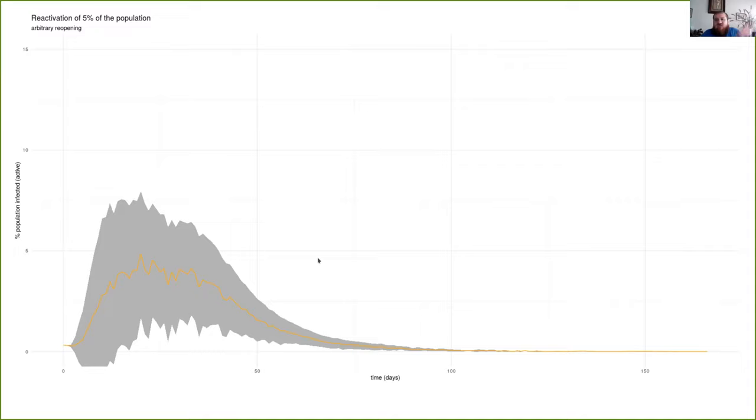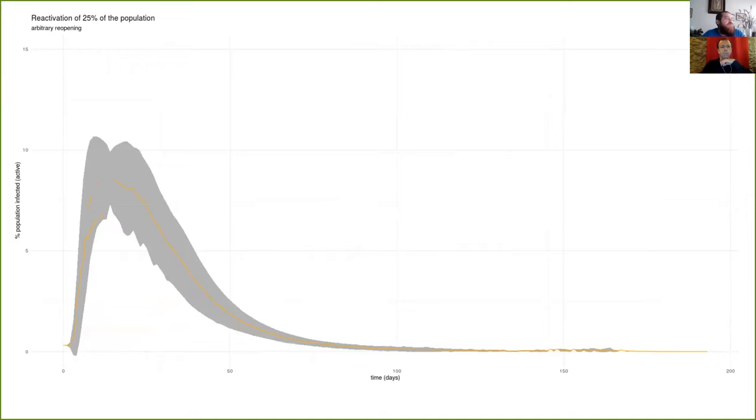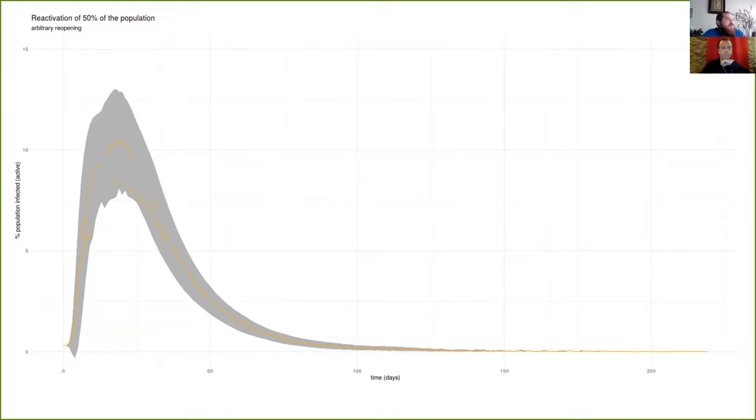But unfortunately, we know that economic reactivation is not just the workers going back to work, but also you need people to go out and buy stuff and go to restaurants and so on. So we move to 10%, 25%. And if 50% of the population returned to the public sphere, then we would have the same effect as everybody going back to the public sphere.